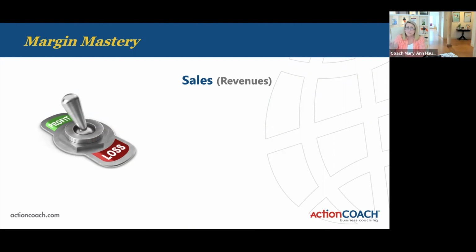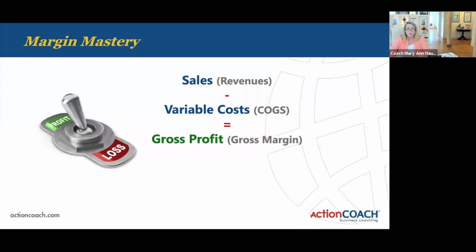And a lot of people say to me, is revenue the part I keep or is revenue the money that comes in? Well, revenue is the money that comes in. It's all of the income that comes in. You subtract from that your variable costs, or as I like to call them, your cost of goods or cost of services, and that gives you your gross profit.